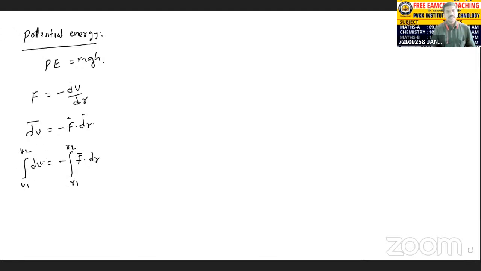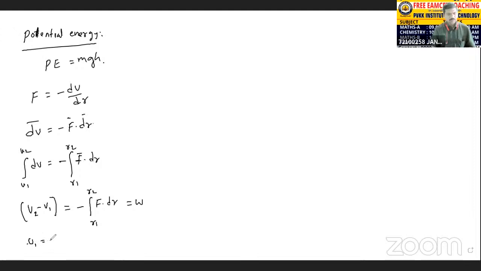This is the integration of delta U. So applying the limit, final limit minus initial limit, U2 minus U1 is equal to minus the integration of F into dr with the limit r1 to r2. This is the reference: minus work done.